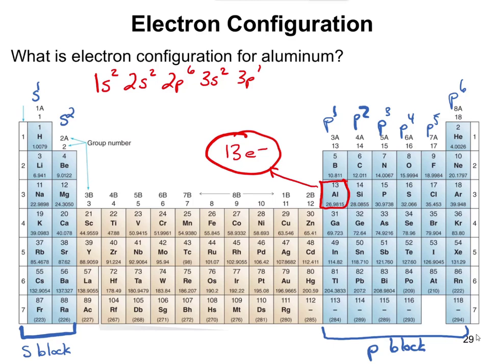with the exception of helium. So again, helium's the exception. It can't have P6. It only has a total of 2 electrons anyway. Right? But for neon, argon, krypton, xenon, radon, those ones are always going to end in P6.